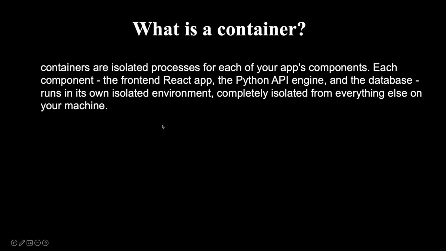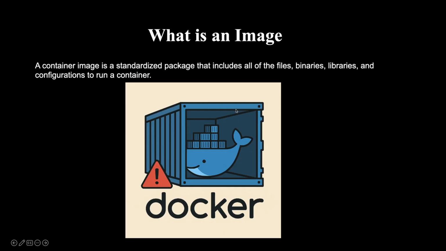So think of it this way: we're building an Express.js application. That Express.js application depends on MongoDB, right? So think of these components as isolated processes for the app, right? That means that we have a container for our Express.js application, and then we have a container for our MongoDB, right?